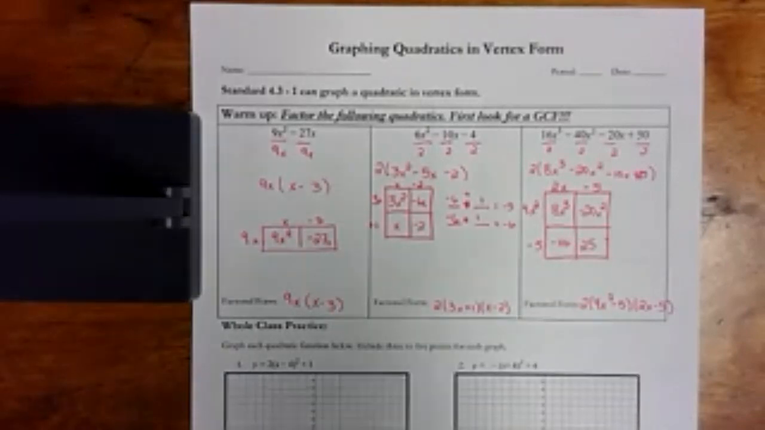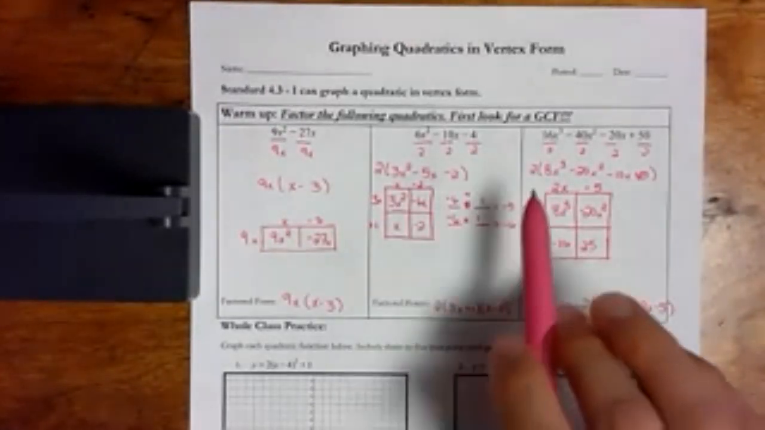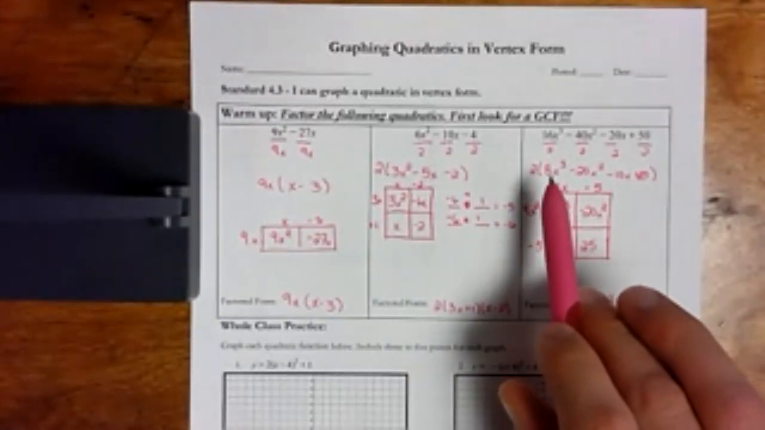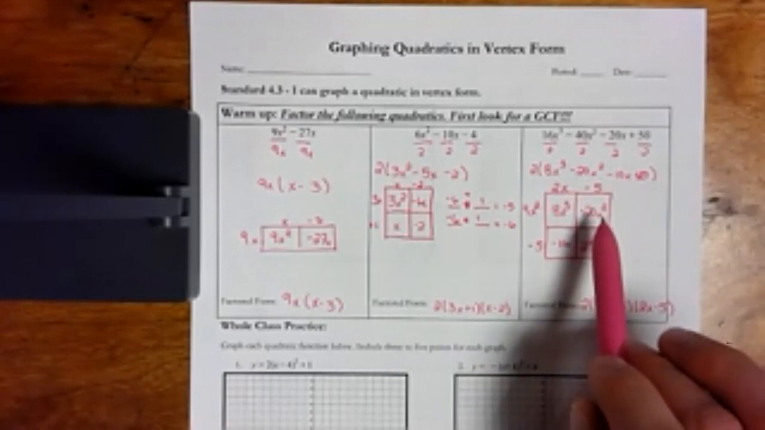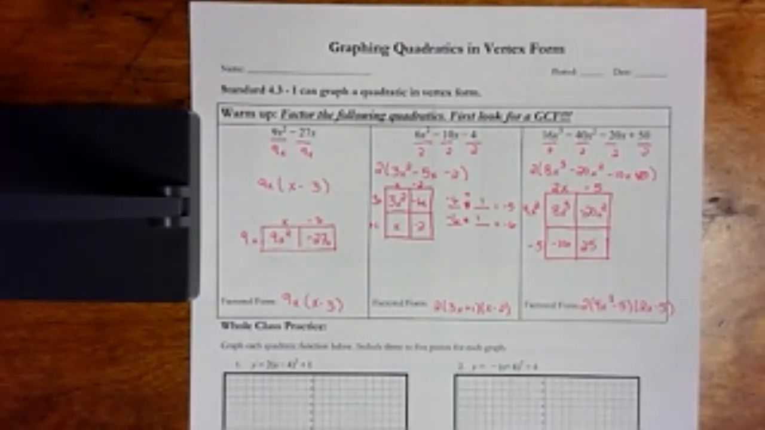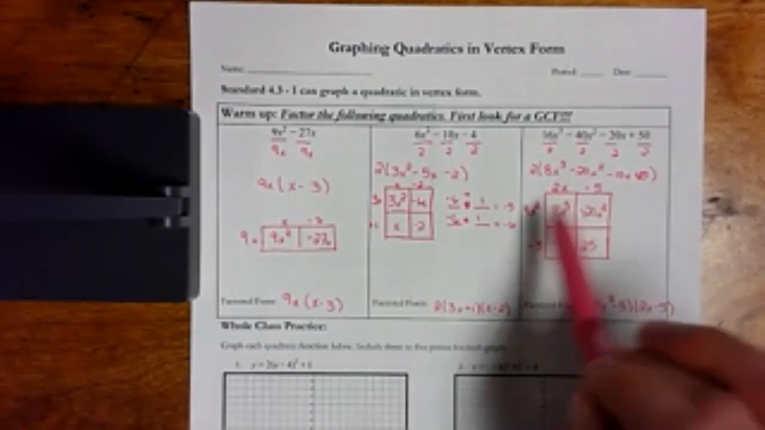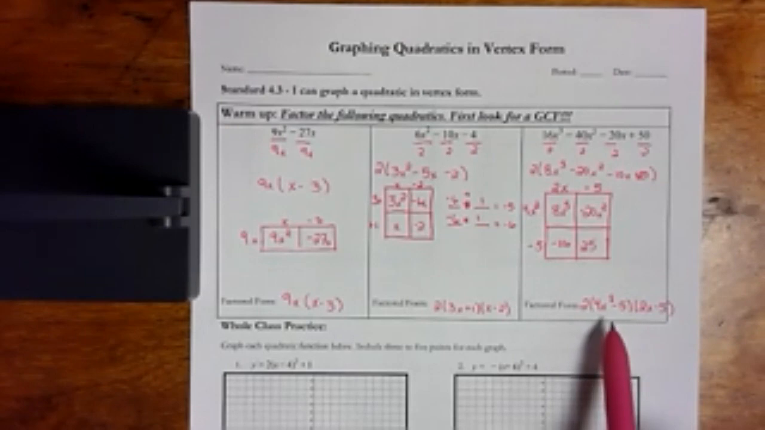And our last one, again, I took out a GCF of 2. It's not that we need to, but I like working with the smaller numbers. So when I did that, I went ahead and took all my 4 terms, put the x cubed in the top left, the x squared in the top right, x in the bottom left, and number in the bottom right, and went ahead and worked the outsides so that everything multiplied to get the insides.